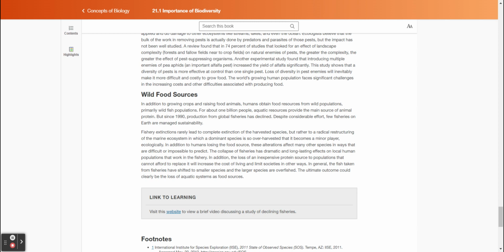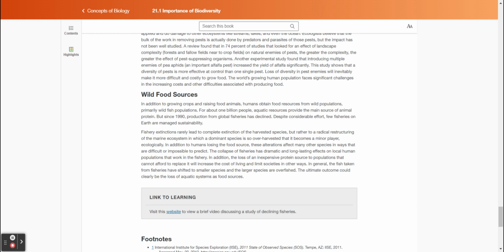Wild food sources. In addition to growing crops and raising food animals, humans obtain food resources from wild populations, primarily wild fish populations. For about 1 billion people, aquatic resources provide the main source of animal protein. But since 1990, production from global fisheries has declined. Despite considerable effort, a few fisheries on Earth are managed sustainably.